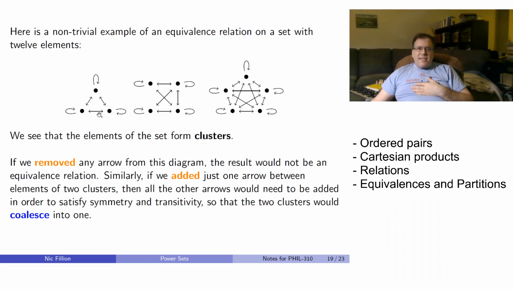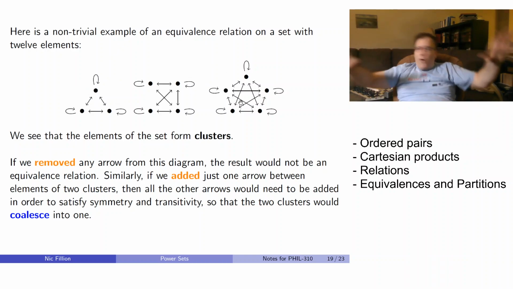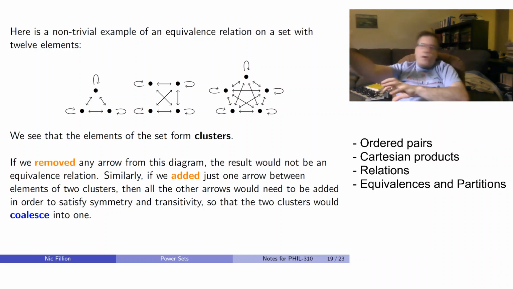Now notice that here the relation is reflexive. Try to convince yourself of that just by inspecting all the arrows. It's also symmetric and also transitive. Okay? And when we have those three things, reflexive, symmetric, and transitive, the dots form clusters. Here we have three clusters of dots that are all related to each other, but to none of the dots in the other cluster. Okay, so this is the idea.